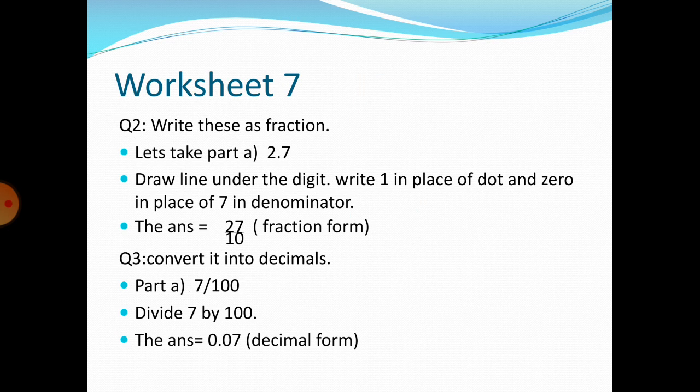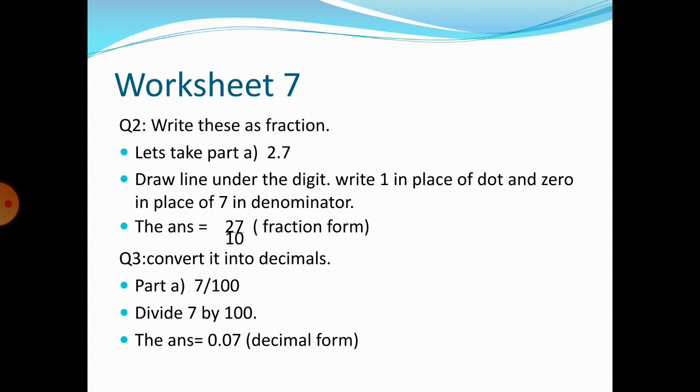Look at the question 2.7. What I have to do, simply draw a line under 2.7, then write 1 in the denominator in place of the dot, then I write 0 because there is only one digit after the decimal point. So the answer is 27/10. This is the fraction form of 2.7. You have to solve the rest of the questions like this.